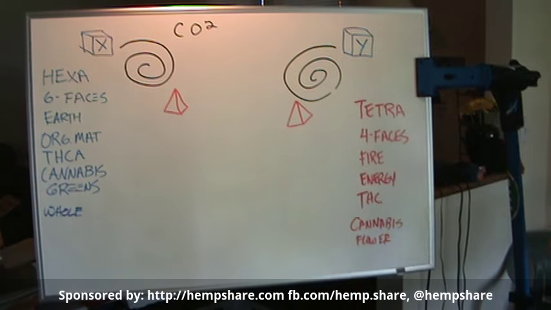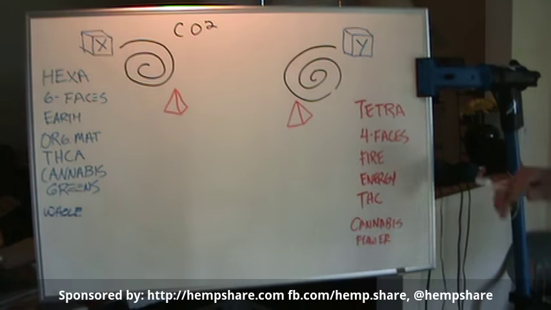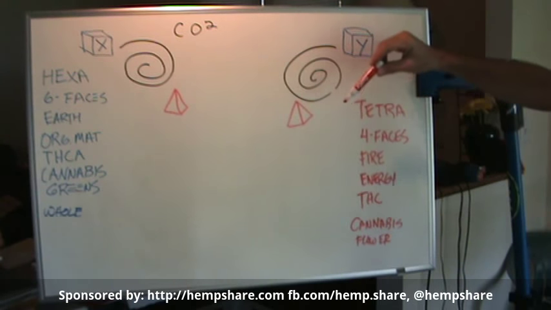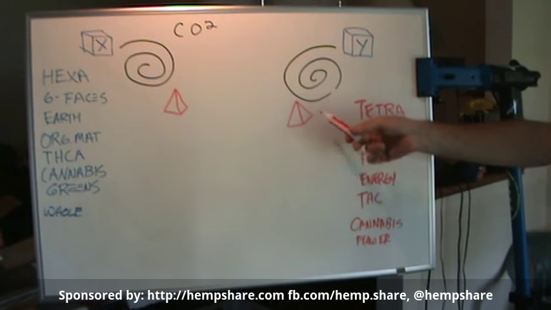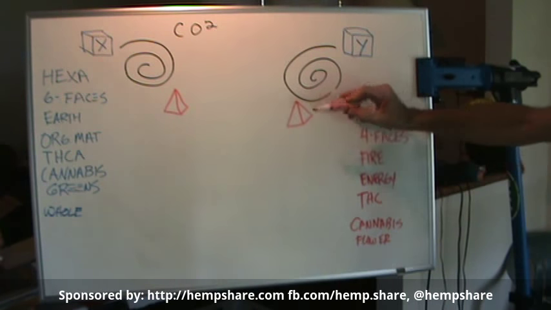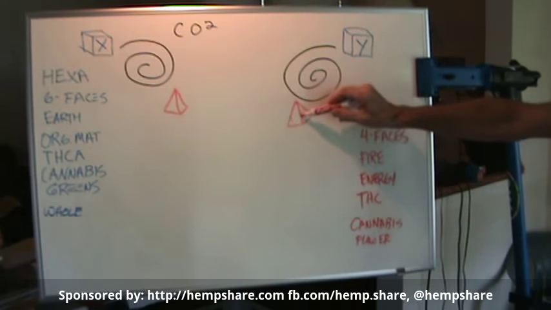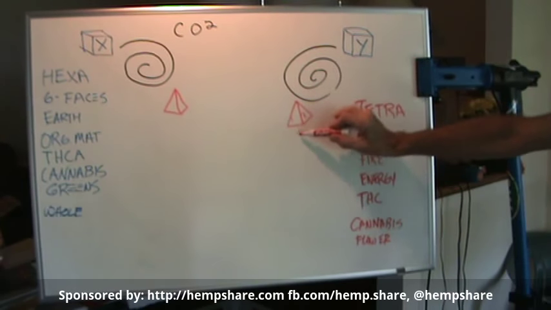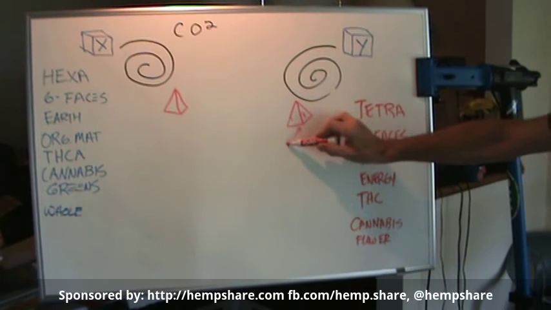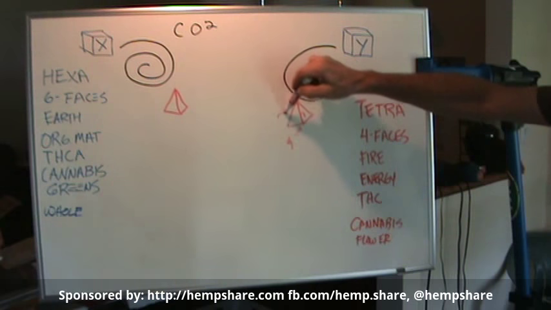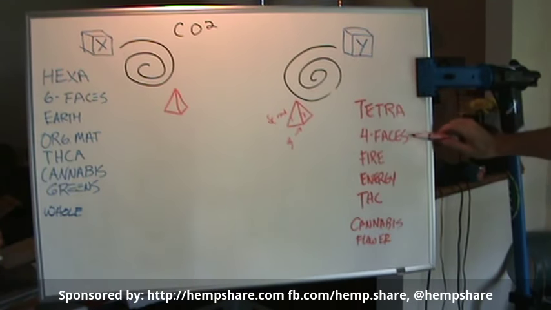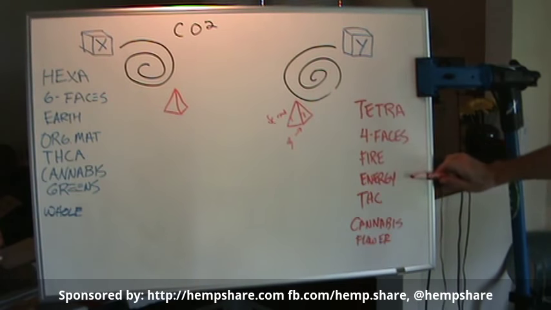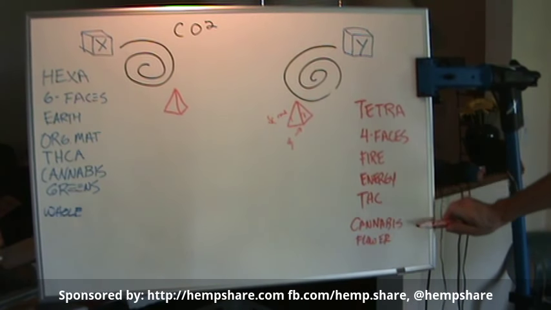So, tetra is a four-sided pyramid: one, two, three, four. Tetra, four faces, fire, energy, THC, cannabis flower.